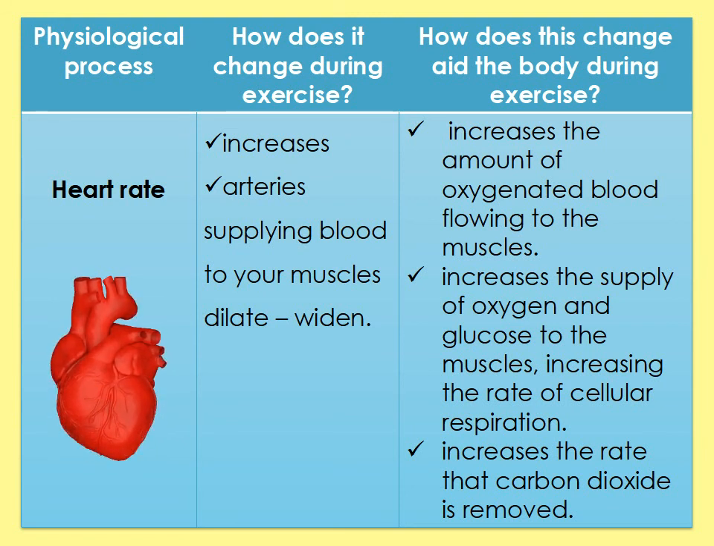And this is extremely important because you are needing more energy. So if you can get more of these reactants to your muscles, you can ensure that there is an increased rate of cellular respiration and more energy can be produced. But this also means that your blood is removing carbon dioxide from your muscles at a faster rate too.